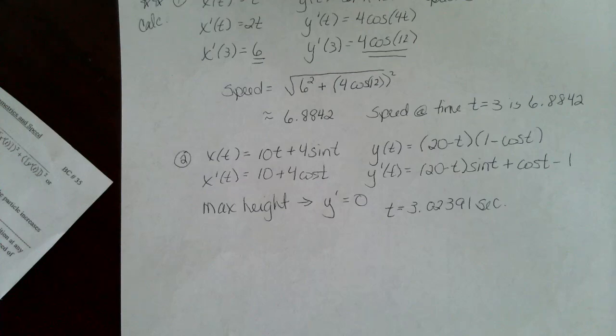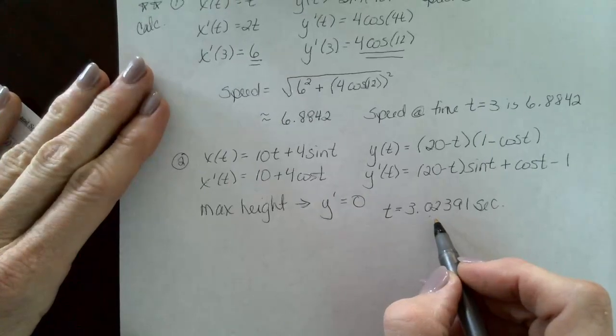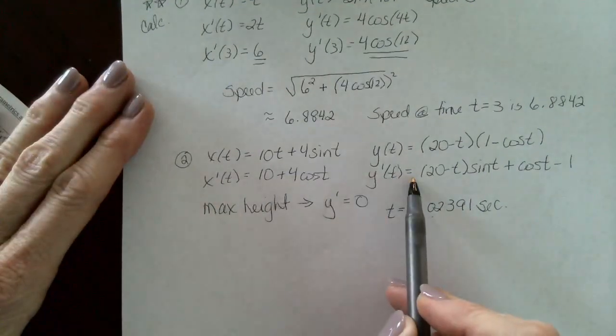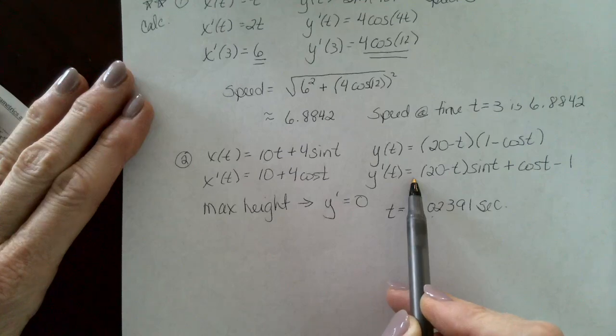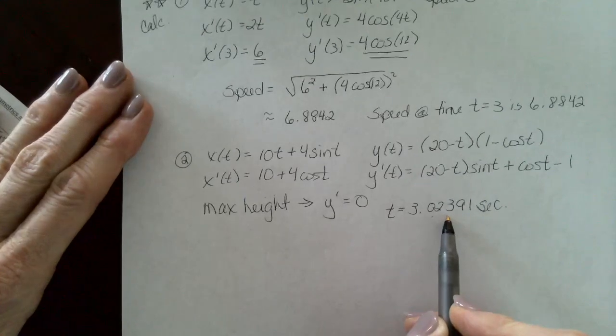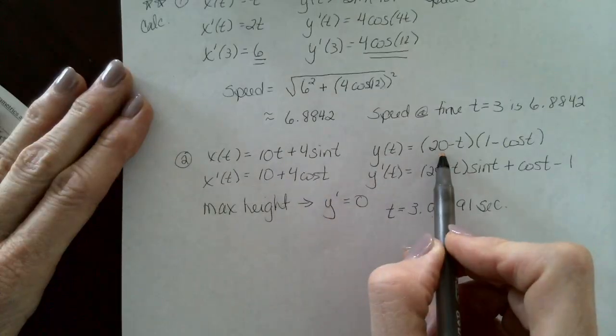Now I want to know the speed. How fast was it going when it got up there? So I want the speed at that time. How can we do that? There's a couple of ways you can do this. We have our x prime equation and our y prime, right? Find x prime of 3.02 and y prime of that. What do you think would be a fairly easy way to do that? Because you can use this equation and this equation, or you can use this equation and this equation.